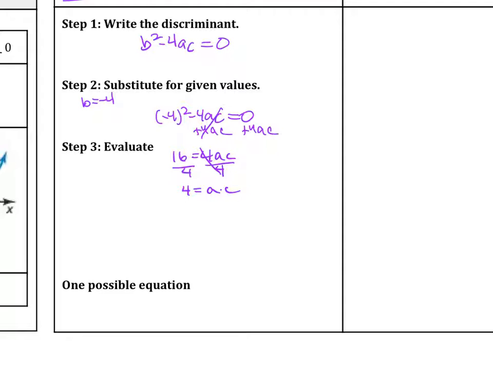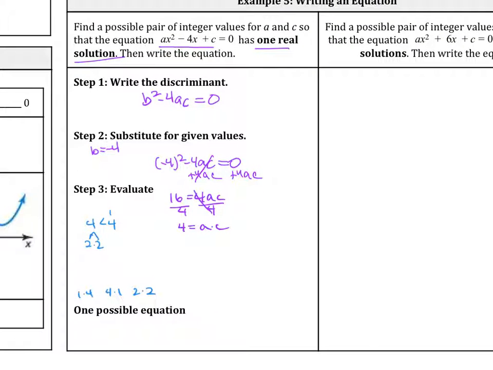So let's just think about some factors of 4. We could have 1 times 4, and then 4 times 1, and then also 2 times 2. So there are several possibilities of what we can write. So let's write 1 times 4, 4 times 1, and 2 times 2. Or then we can also have negatives of that. But actually it gives us a sign, so let's keep the sign.